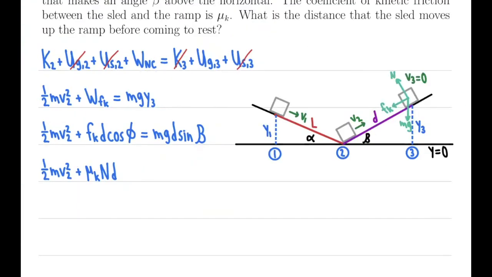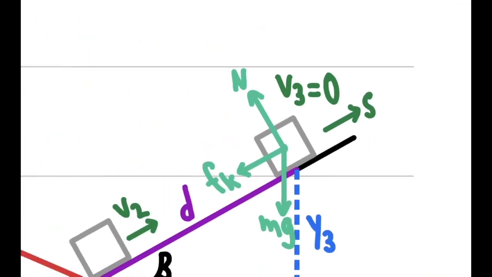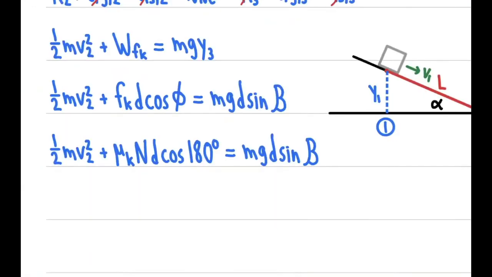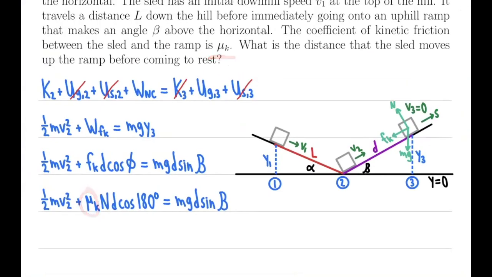And what's phi in this case? The displacement is in this direction. So the angle between the frictional force and the displacement is 180 degrees. Okay, so we have the coefficient of kinetic friction that's given in the problem, but we don't have the normal force. So what do we have to do to find n? We can just do F equals ma. So we have to use Newton's second law.